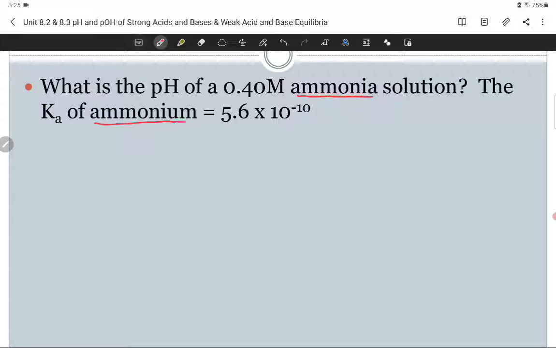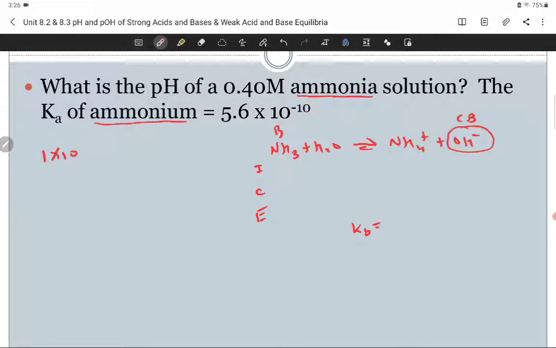Ammonia, ammonium. So ammonia is NH3. Here's our water. It's going to make ammonium and hydroxide. ICE, this is a base reaction. There's a couple ways you can know it's a base reaction. It makes hydroxide, which is a conjugate base. But you need a Kb expression. We don't have a Kb, we have a Ka.